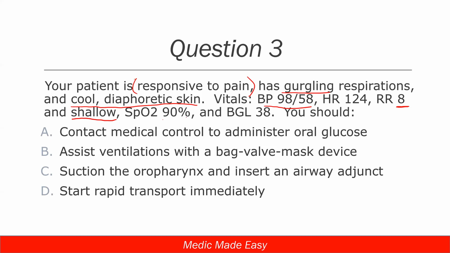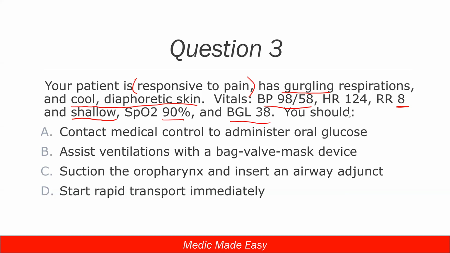We've got an SpO2 of 90%. I'm not happy about that one either. And a blood sugar of 38 is very, very low. That's why I'm not happy about that. So I'm not happy about a lot of stuff going on with this patient. They're very altered, gurgling respirations, cool, clammy skin, hypotensive, slow and shallow breathing, hypoxic, and hypoglycemic. A lot of negative things. Okay. So contact med control to administer oral glucose is an answer. Assist ventilations with a bag valve mask device is an answer. Suction the oropharynx, insert an airway adjunct is an answer.